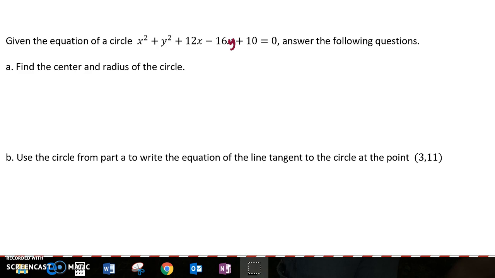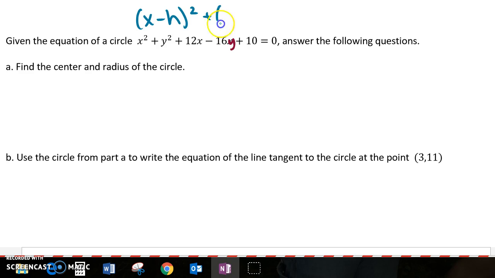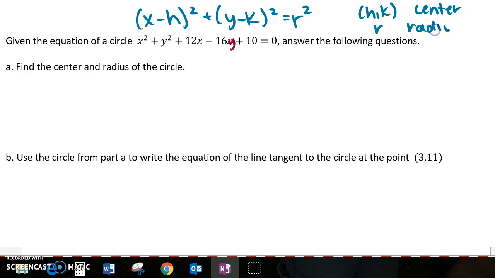So it says, given the equation of a circle, answer the following questions. We first have to find the center and the radius of the circle. In order to do that, we have to get it into standard form. Standard form is when it looks like (x minus h) squared plus (y minus k) squared equals r squared, where h comma k is the center and r is the radius. So we need to figure out what these pieces are given this equation in general conic form.